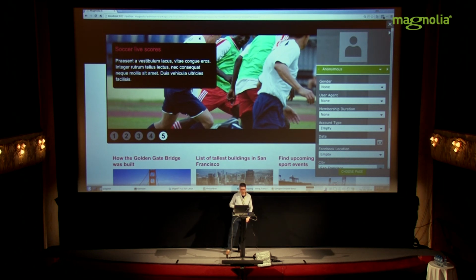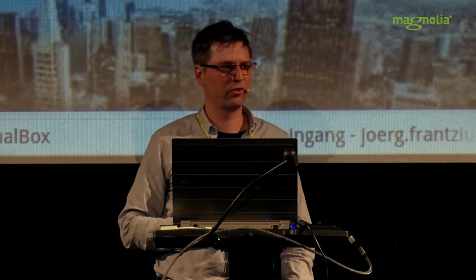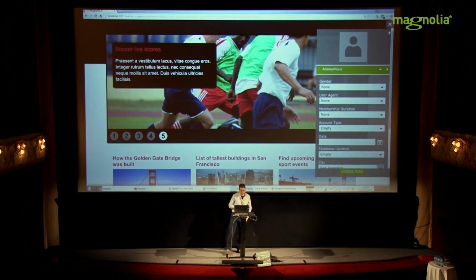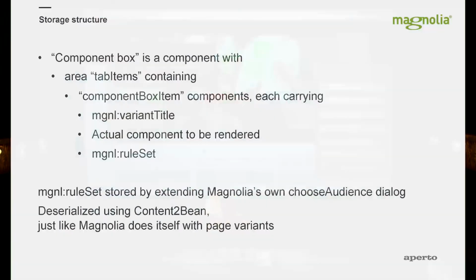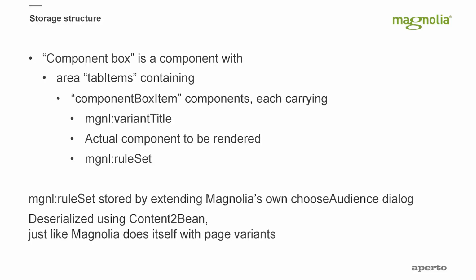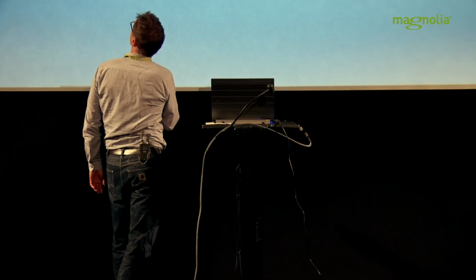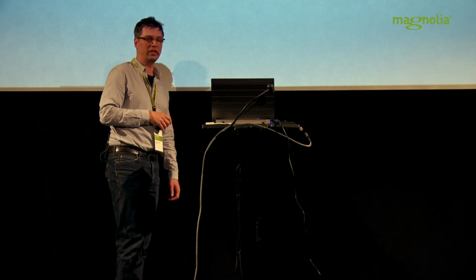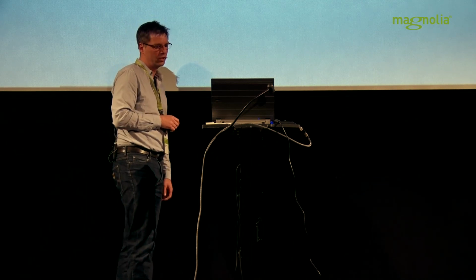Okay, a bit on the technical side of things, how we did it. For those who are interested in JCR structures, the component box is just a component and it contains an area. And the area contains component box items. And where it gets interesting is that we have two more attributes here, which is the variant title, which is what the tab displayed as the target audience. And we store the Magnolia rule set in the very same way as Magnolia does it. And we're effectively reusing their dialog to do it.